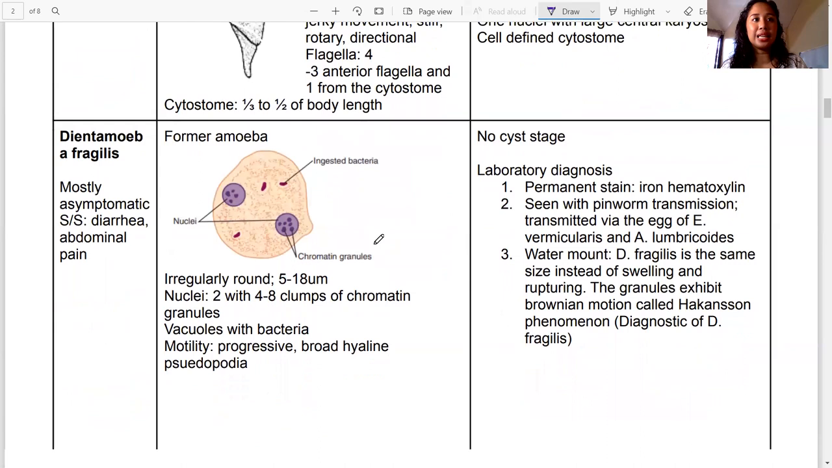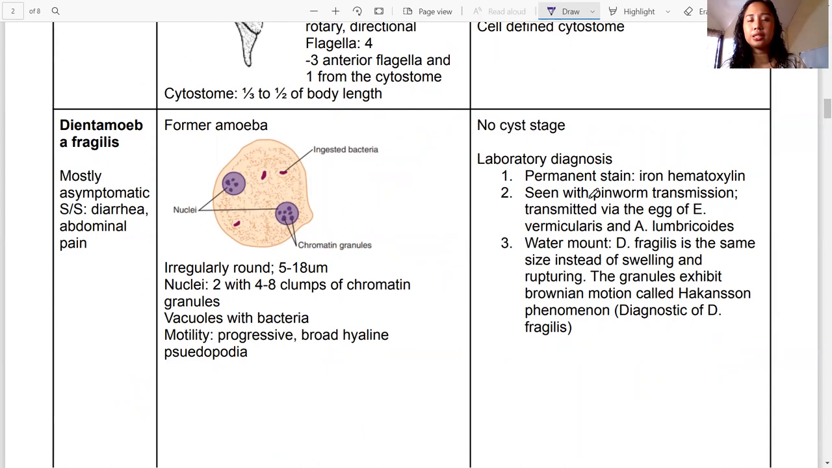Next class is Dientamoeba fragilis. Class, I found out that Dientamoeba fragilis has been found with the transmission of Enterobius vermicularis and Ascaris lumbricoides. When Ascaris lumbricoides is transmitted, Dientamoeba fragilis may be riding inside the ova. Same with pinworm and roundworm transmission. Class, the best way to check Dientamoeba fragilis is permanent stain.